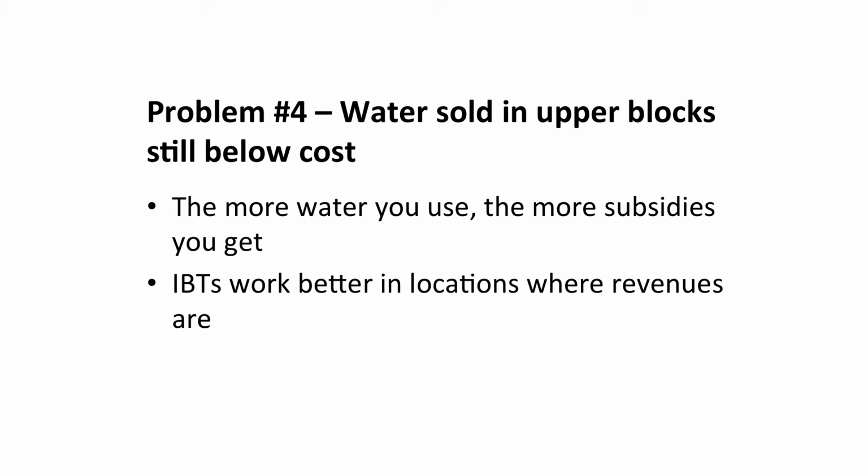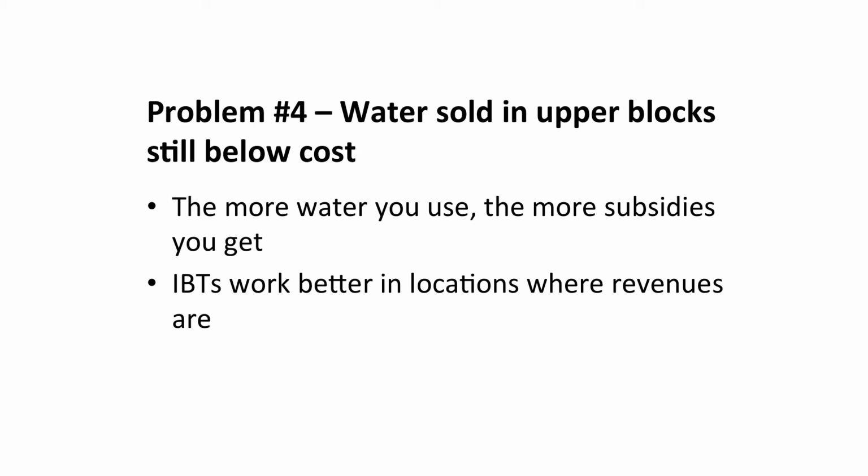The fourth reason that IBT structures do not perform well is that they implicitly assume that rich households will cross-subsidize poor households because the volumetric charge for water in the upper blocks will be above the average cost. But in developing countries, this is not true.